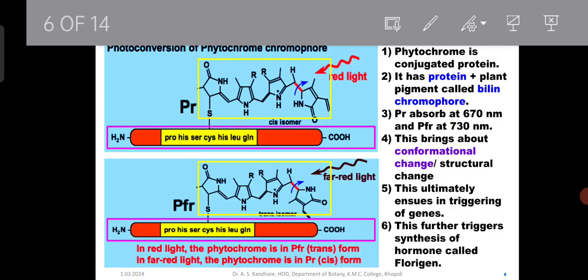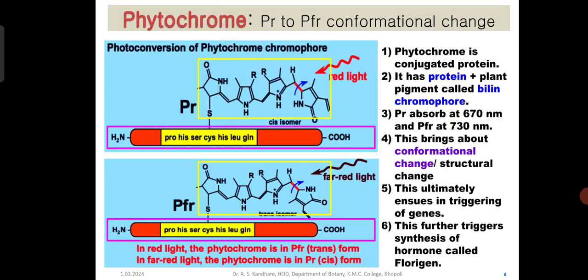तो इस प्रकार से ये फाइटोक्रोम अपनी एक्शन बताता है, and it remains pendulating between these two forms, isn't it, alternately, phytochrome red and phytochrome far red.